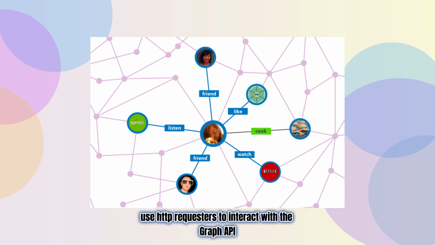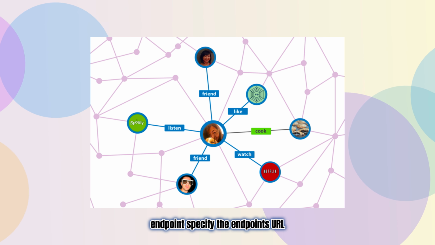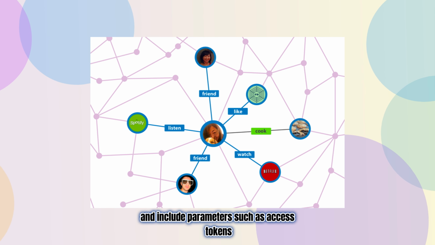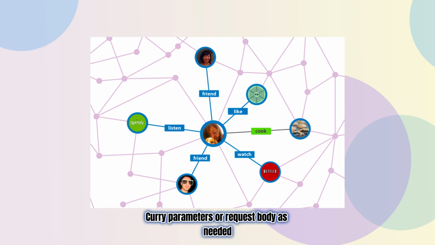Make requests. Use HTTP requests to interact with the Graph API endpoint. Specify the endpoint's URL and include parameters such as access tokens, query parameters, or request body as needed.